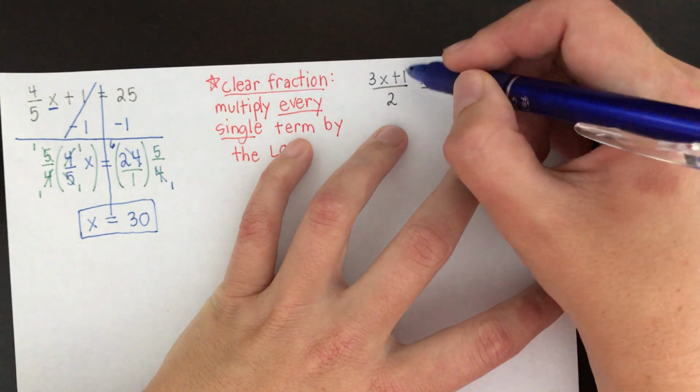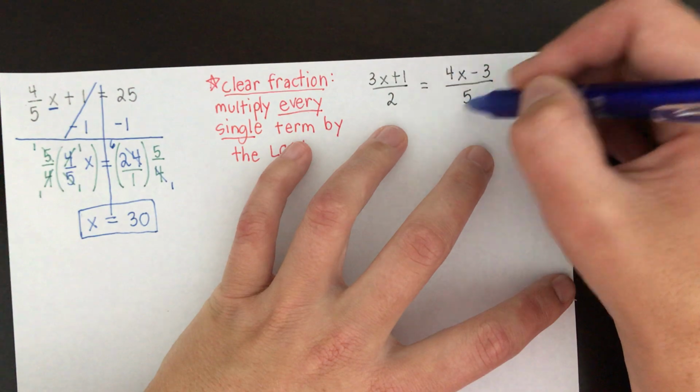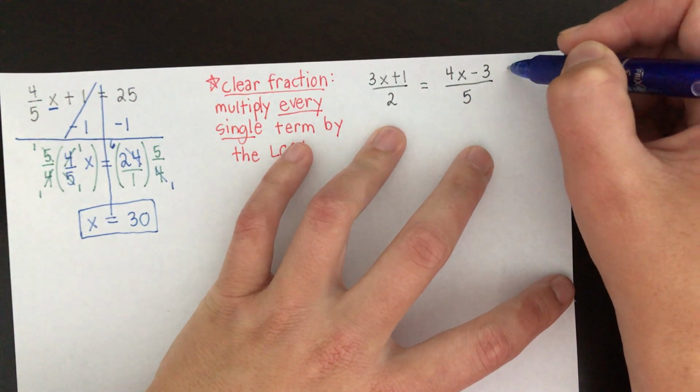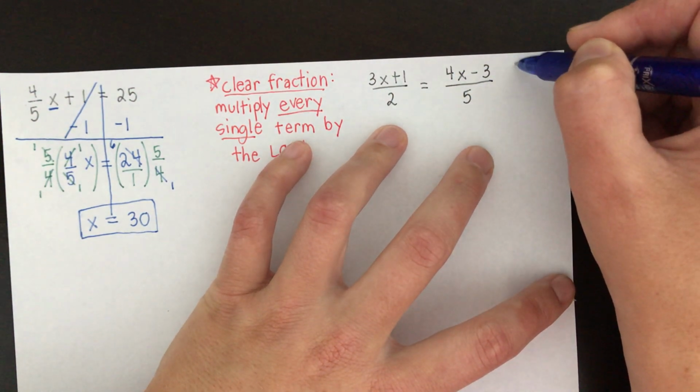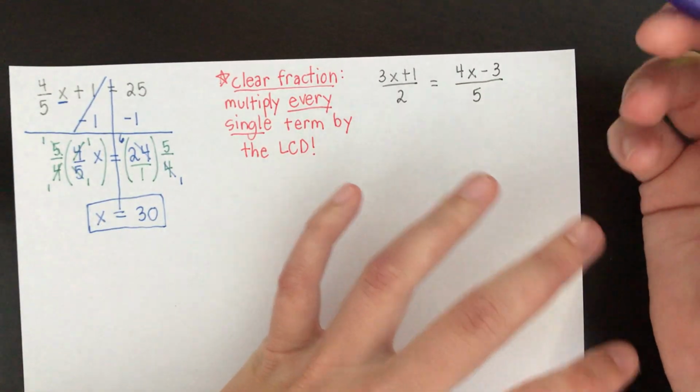That 5 needs to distribute to both terms, not just the first term, both terms. Similarly here, if you multiply this side by 10, the 10 and the 5 would become 2. Multiply the 2 by both terms. And we're kind of going to do that with my method, but it looks different.